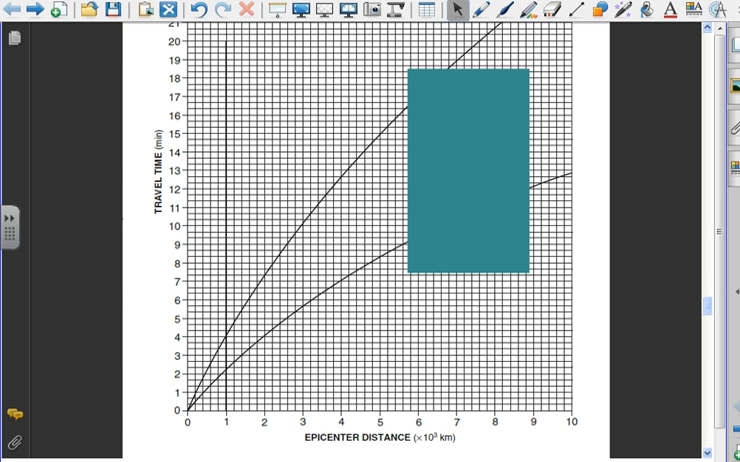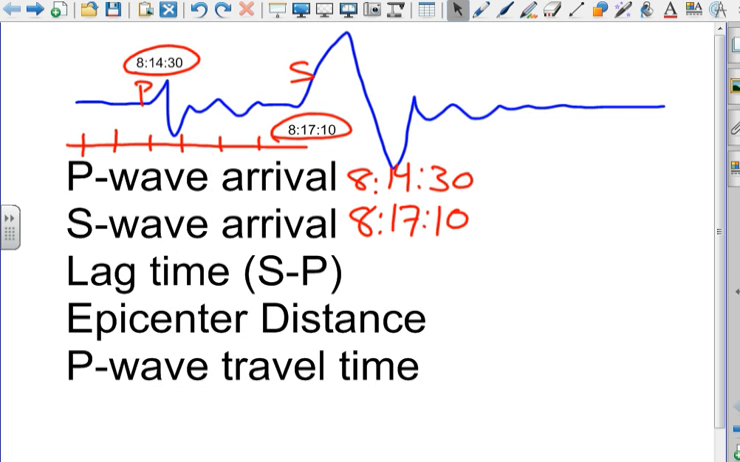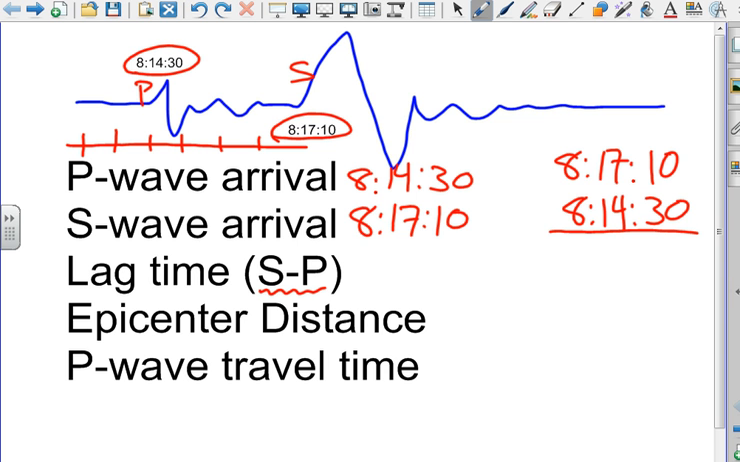So back to here. Next thing is this lag time, and it's always S minus P because we want to figure out the difference. We don't want negative time. P is always there first, so it's a lower number. So we are going to write the S arrival time and the P arrival time, and we subtract. Now, we made this a little difficult because we have to go column by column. You can't put this in a calculator because time is base 60 and not base 10.